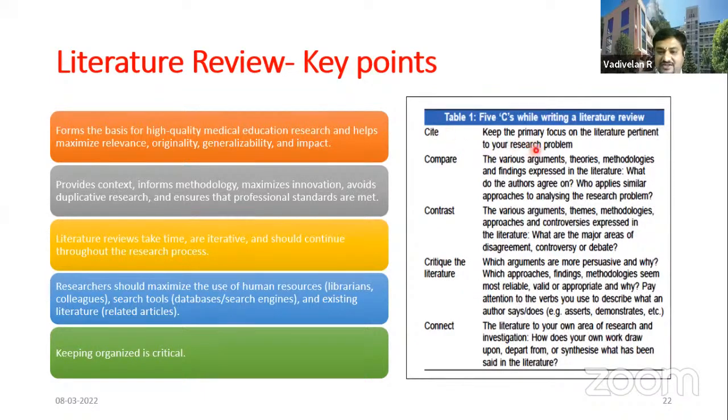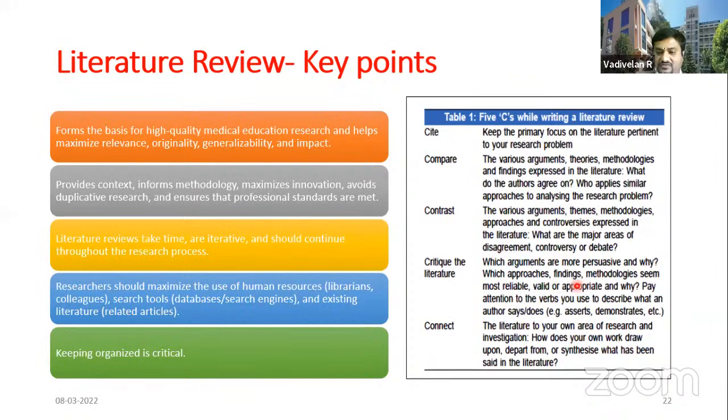So the cite means we have to keep the primary focus on the literature pertaining to the research problem. Compare the various arguments, the theories, methodologies, and findings expressed in the literature, which approach analyzing the research problem. And contrast, so all these controversies, the methodologies, and what about the agreement, disagreement, or the debate related with it.